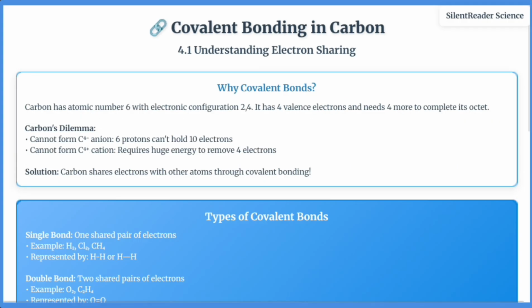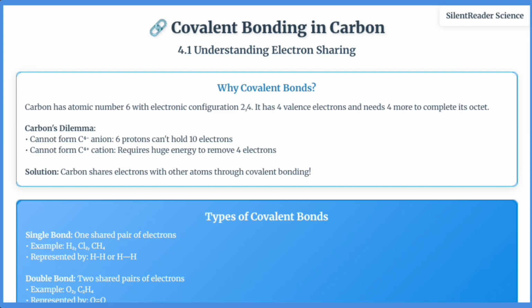Let's begin by understanding covalent bonding in carbon. Carbon has atomic number 6 with electronic configuration 2, 4, meaning it has 4 valence electrons. It needs 4 more electrons to complete its octet, but it faces a dilemma. It cannot form C4- anion because 6 protons cannot hold 10 electrons comfortably, and it cannot form C4+ cation because removing 4 electrons requires enormous energy. Carbon solves this problem by sharing electrons through covalent bonding.